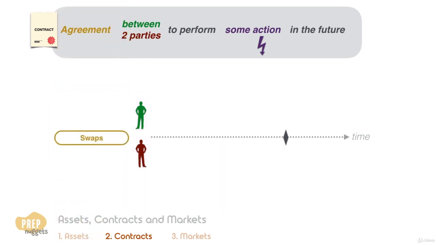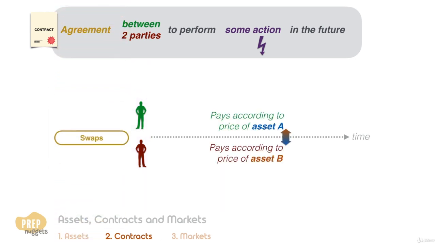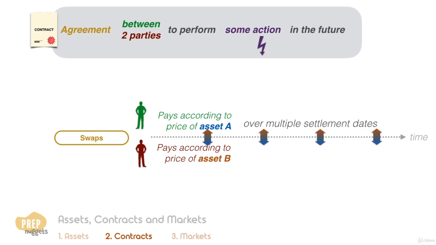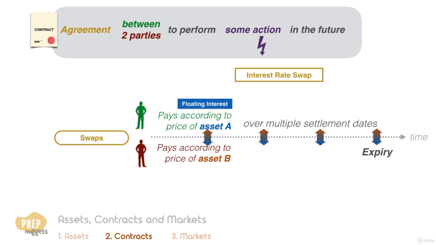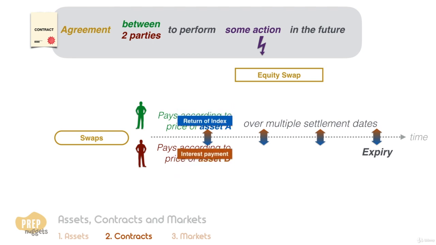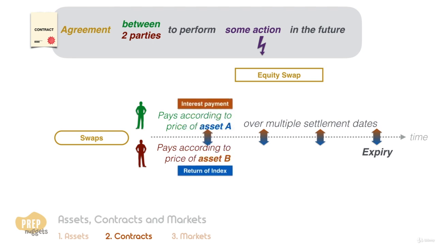In a swap contract, two parties agree to pay each other, such that the net payment is equivalent to one asset being swapped for another, usually over multiple settlement dates until the expiry. In a simple interest rate swap, floating rate interest payments are exchanged for fixed rate payments. A currency swap involves a loan in one currency for the loan of another currency for a period of time. An equity swap involves the exchange of the return on an equity index or portfolio for the interest payment on a debt instrument.